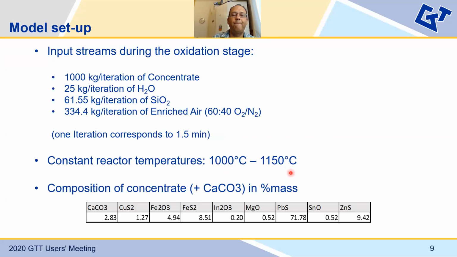And the main solid feed, which consists of the concentrate plus CaCO3 and indium oxide, which is an extra material which we add because we are interested in indium oxide. The main solid feed consists of this composition here. As I said, the total of solid feed which is entered into the reactor is 1,000 kilograms per iteration, but the composition of the solid feed is given in the table.